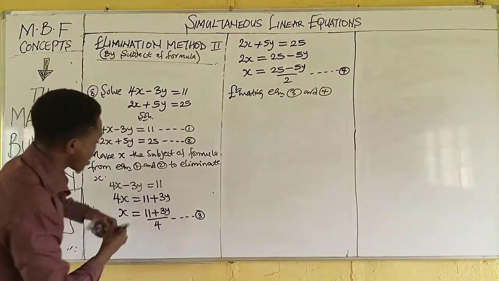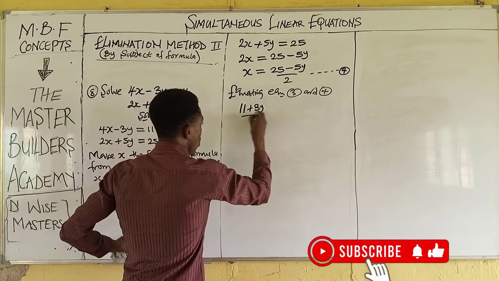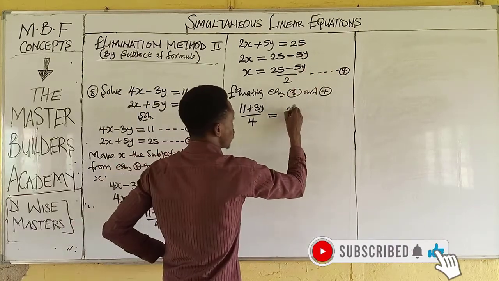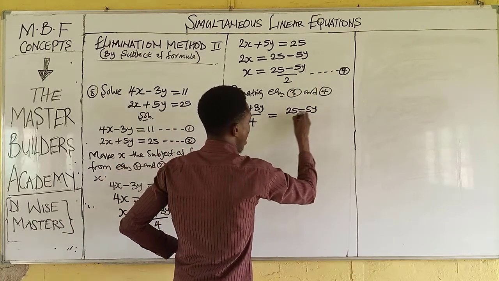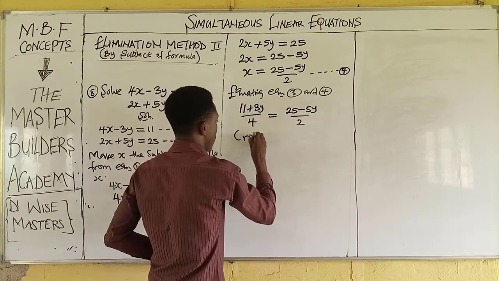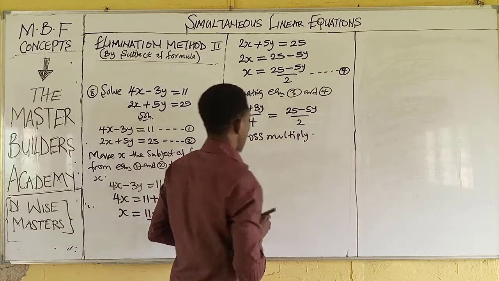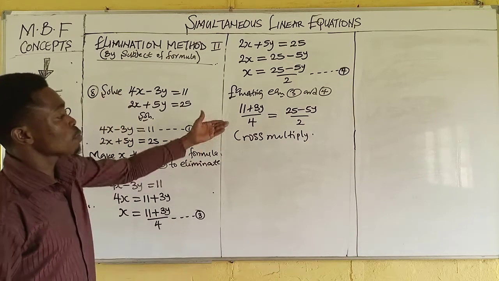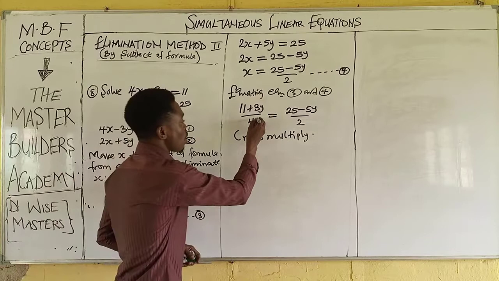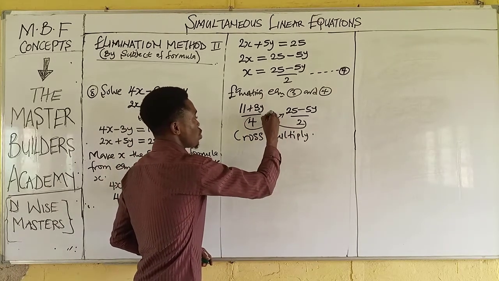For equation 3, the right hand side here is 11 plus 3y all over 4, is equal to the right hand side of equation 4, which is 25 minus 5y all over 2. At this point, all I need to do is to cross multiply. To cross multiply, what we simply do is this denominator here, we come and multiply this, and this denominator, we equally multiply this.